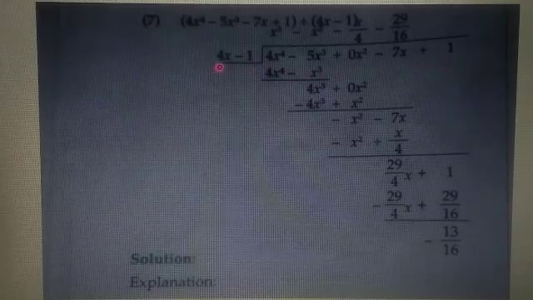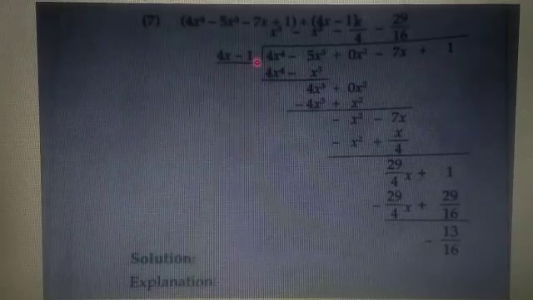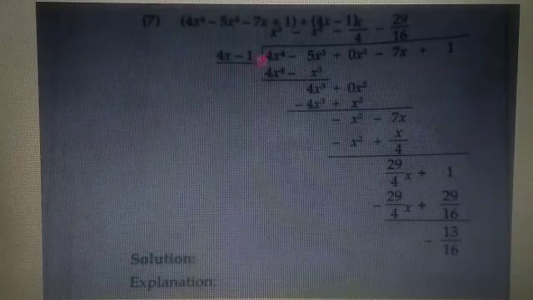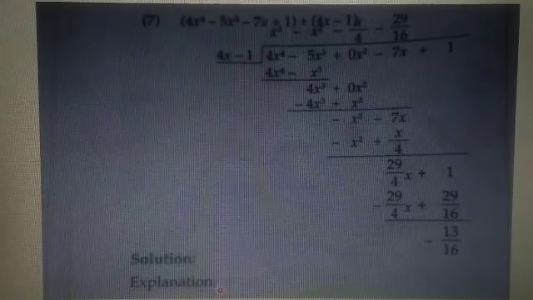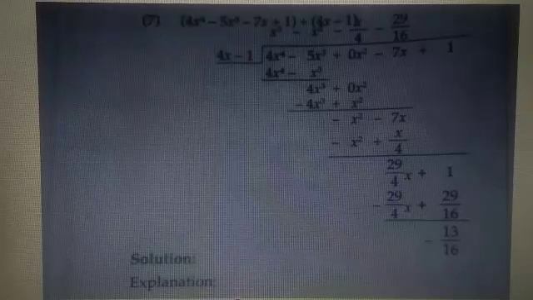Now what is the binomial? 4x minus 1 is the divisor. Now one by one we will write down in the explanation part. The explanation part is given in the next slide.